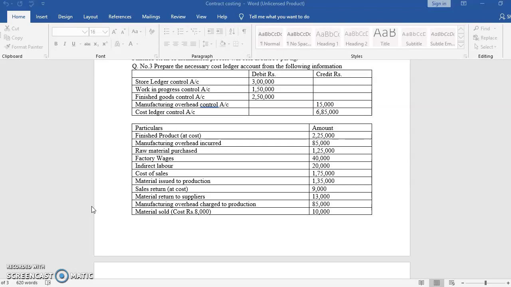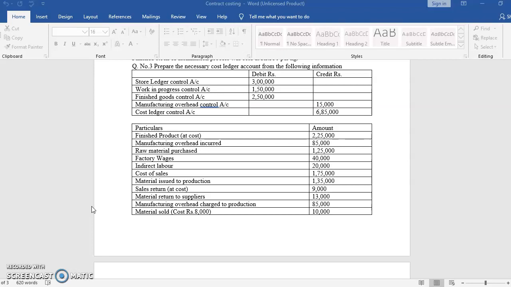First, you have given manufacturing overhead incurred, which means it's an expenditure allocated for manufacturing purposes. On the second last item, it is given manufacturing overhead charged to production. It means how much manufacturing overhead is actually charged to production. Production means WIP, work in progress. So manufacturing overhead incurred is 85,000.